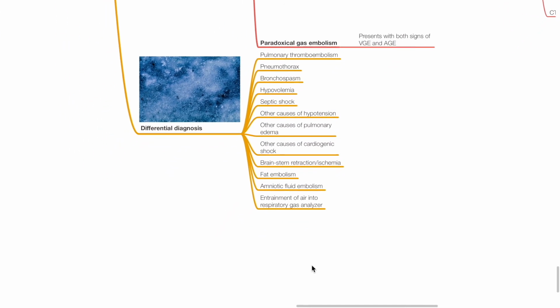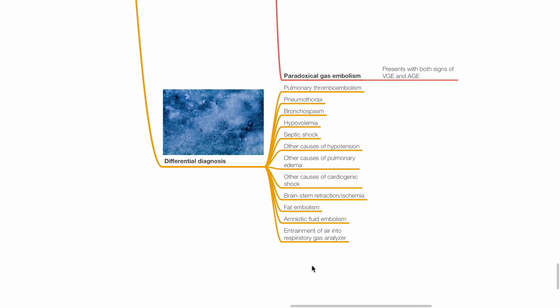Differential diagnosis for gas embolism includes pulmonary thromboembolism, pneumothorax, bronchospasm, hypovolemia, septic shock, other causes of hypotension, pulmonary edema or cardiogenic shock, brainstem retraction or ischemia, fat embolism, amniotic fluid embolism, and entrainment of gas into respiratory gas analyzer.